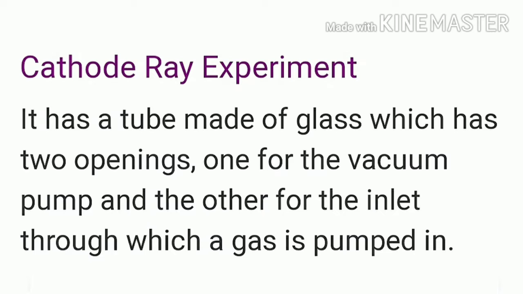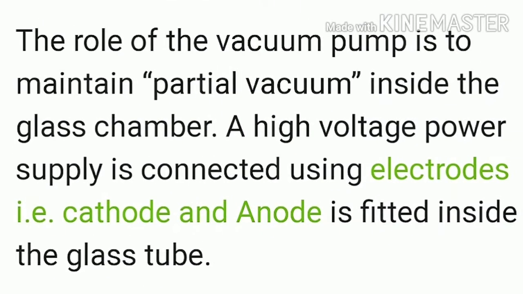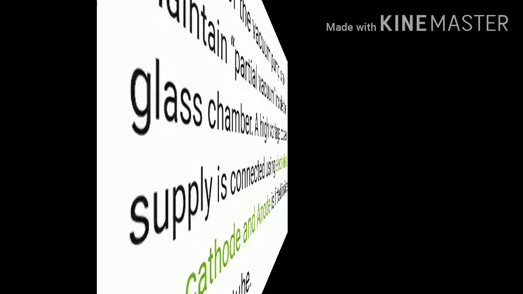Cathode ray experiment. It has a tube made of glass which has two openings, one for the vacuum pump and the other for an inlet through which a gas is pumped in. The role of the vacuum pump is to maintain a partial vacuum inside the glass chamber. A high voltage power supply is connected using electrodes, that is, a cathode and an anode fitted inside the glass tube.